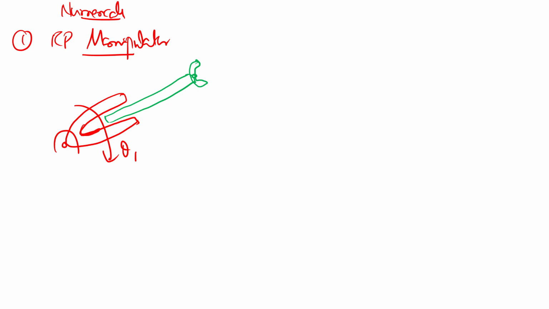This is my RP manipulator. It moves like this. This distance is d2, and it moves like this, and here is theta 1. So what is the first step? First, you have to assign the axis. The first axis you have to assign is z. So how do you assign it? If it is a revolute joint, you have to fix the z-axis for the revolute joint.